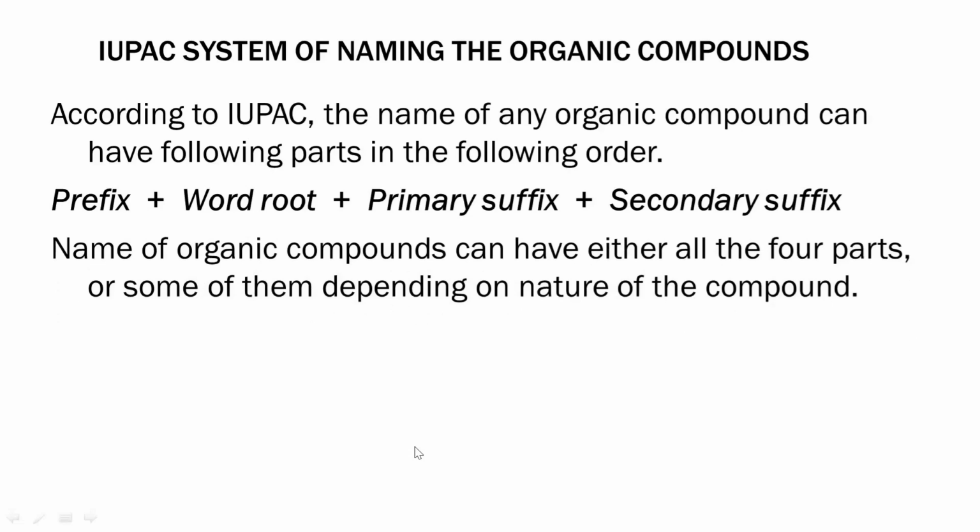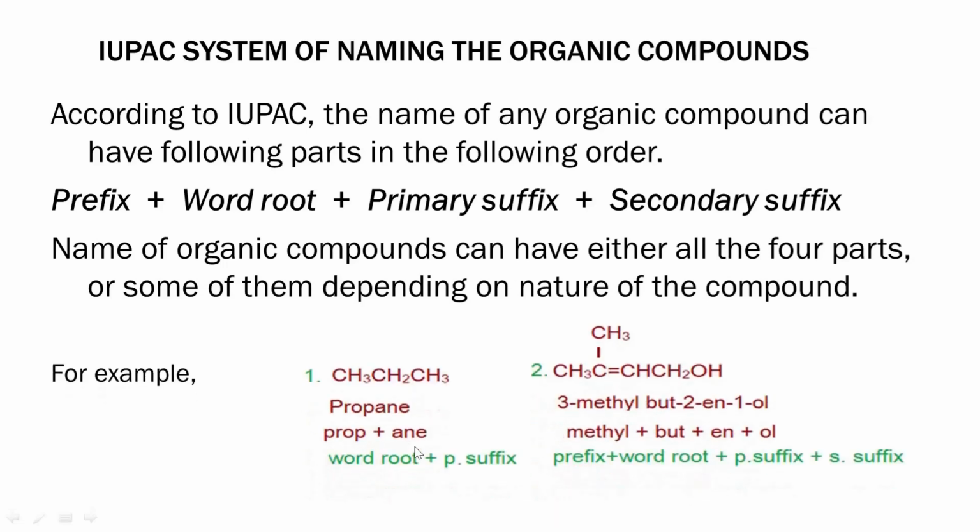Names of organic compounds can have either all four parts or some of them, depending on the nature of the compound. For example, this compound contains only two parts, word root and primary suffix, but this compound contains all four parts: prefix, word root, primary suffix, and secondary suffix. So based on the nature of the compound, the name can contain either two parts, three parts, or four parts. Right?